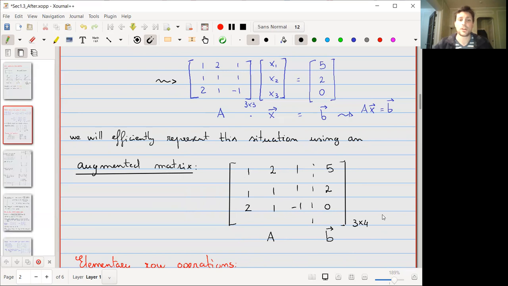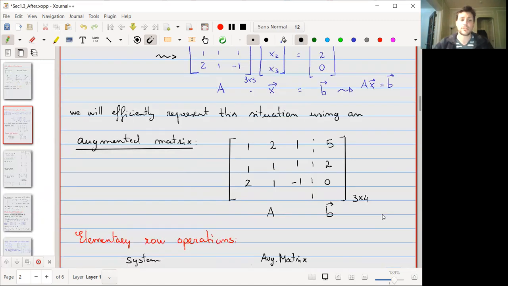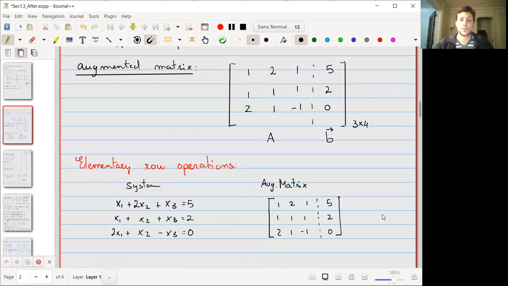The way we'll work on the augmented matrix will reflect the usual steps that we would take in solving the linear system, manipulating the equations. What we'll get by those manipulations of the equations on the side of the augmented matrix are called elementary row operations. Let's have a look at them in this example.